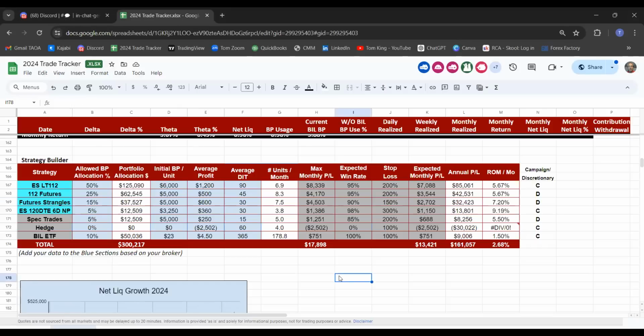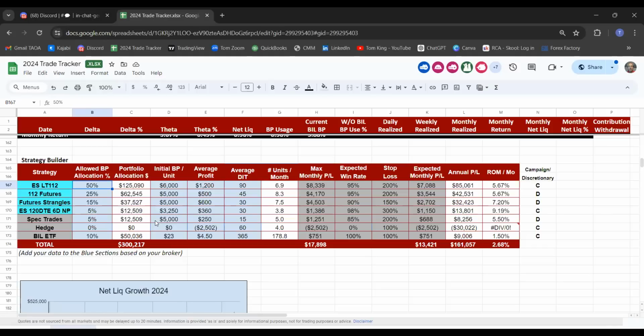The long-term 112s are the core of what I do, and those are going to get the largest allocation. Those are going to allow me to grow my account at a pretty good pace. Right now, it's generating $7,000 a month or more. But let's just say it's generating $7,000 a month for me right now, which is about 1.5%. So half of my money is generated through the long-term 112s.